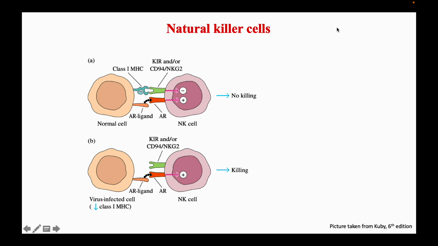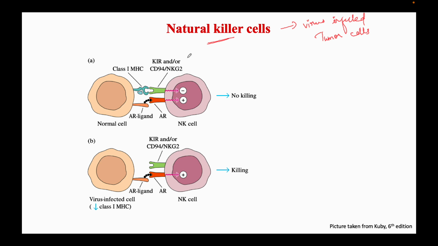So the next cells are natural killer cells. Natural killer cells also originate from common lymphoid progenitor cells, where T cells and B cells are differentiated. Natural killer cells, as the name suggests, kill virus infected cells and tumors.